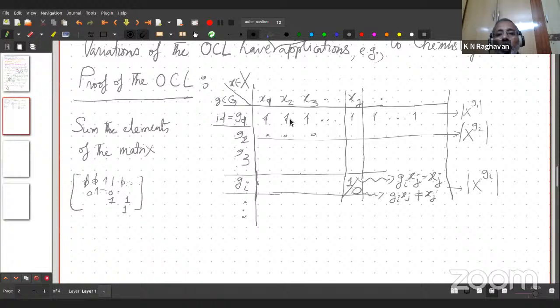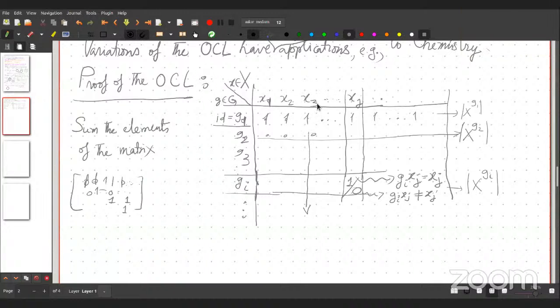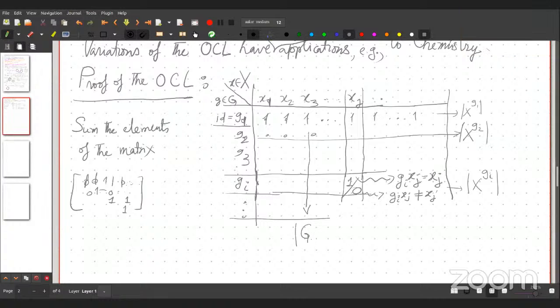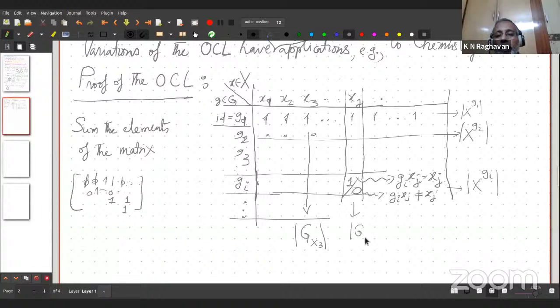Okay, good. Let's do it by column. So here, if I add this, what do I get? Anytime there is a group element that fixes this given x, I count one. So what is this cardinality? Stabilizer cardinality. Very good. This is the cardinality of the stabilizer. Each column is indexed by a certain set element, and the column sum, the sum of the elements of that column, is the cardinality of the stabilizer.